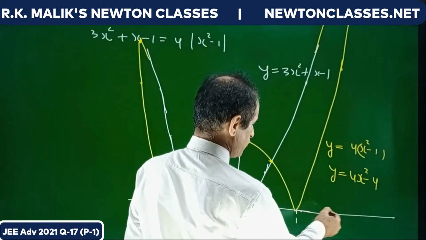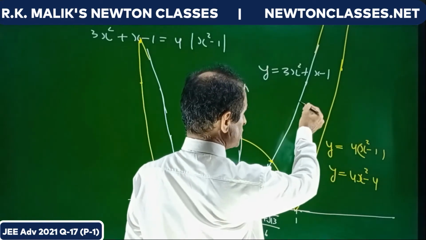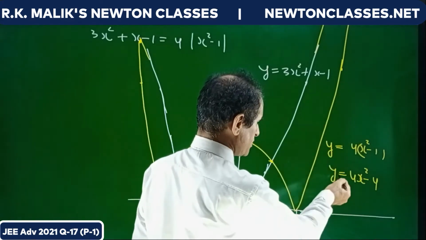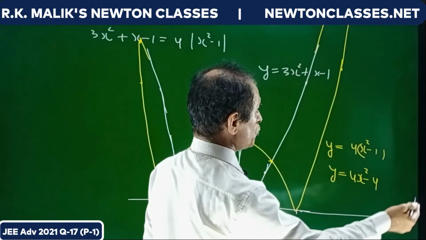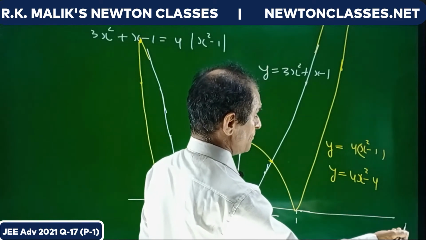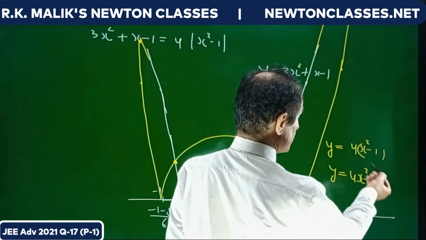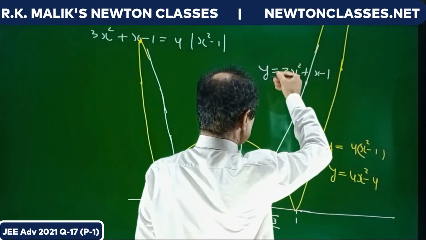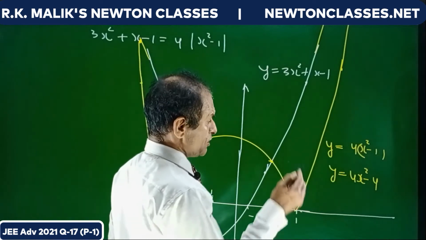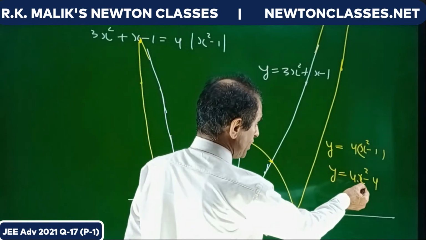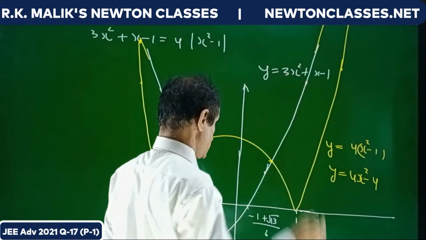Agreed that for these values of x, this graph is below this graph. But this graph will never remain below this. As the value of x increases, it is sure that at some point the graph of this will surely be above the graph of this. Because note that the coefficient of x square here is 4 and here it is 3.